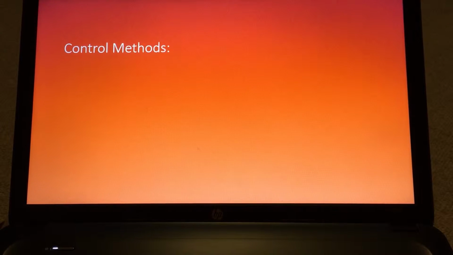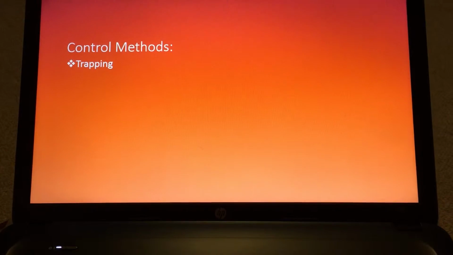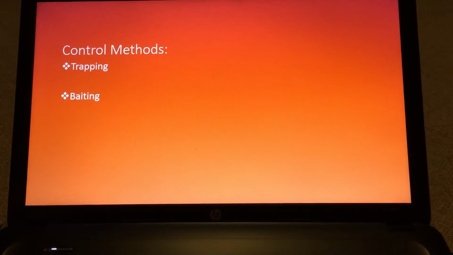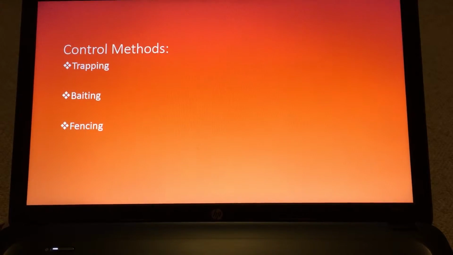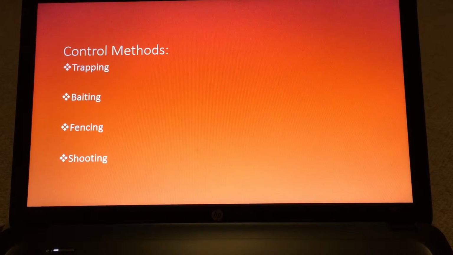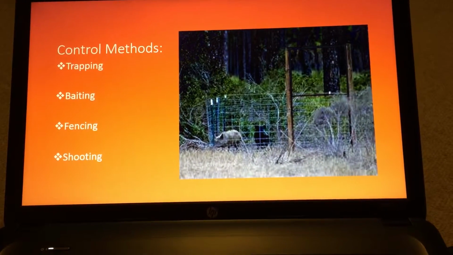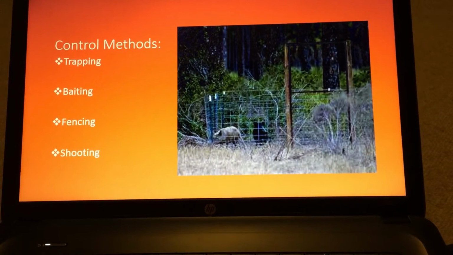There are several control methods for this: trapping, baiting, fencing, and shooting. That looks like feral pigs, maybe in a cage. Looks like they've trapped them.